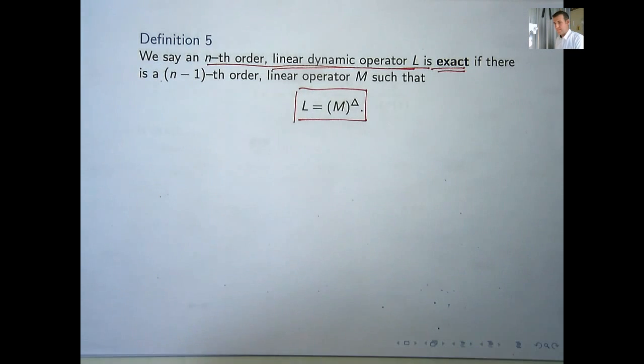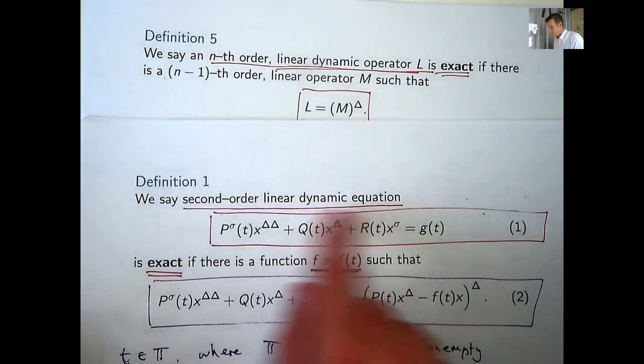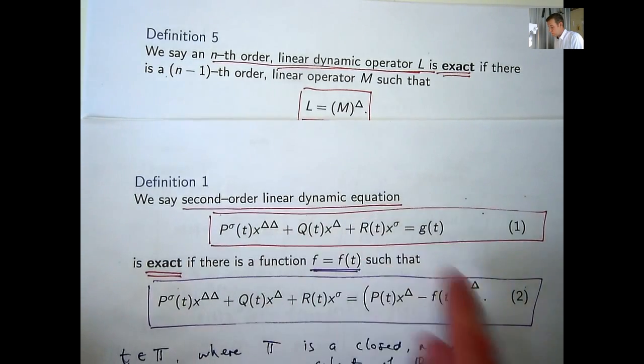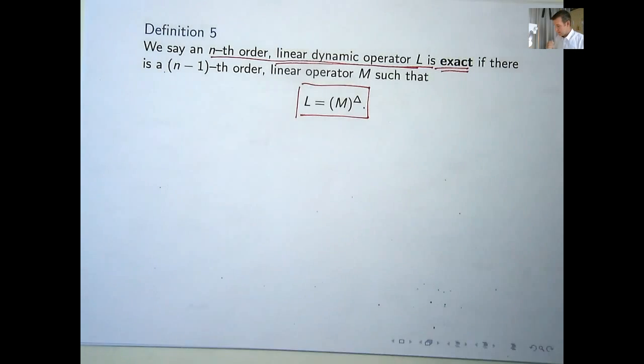Okay, so, for example, what we were doing before, here L is the left-hand side of this, and m would be what's inside these brackets. So L's second order here, m's first order. But you can define these things for more general cases.